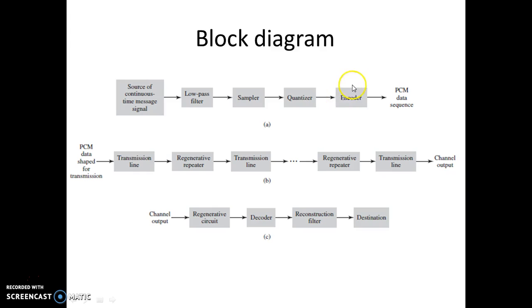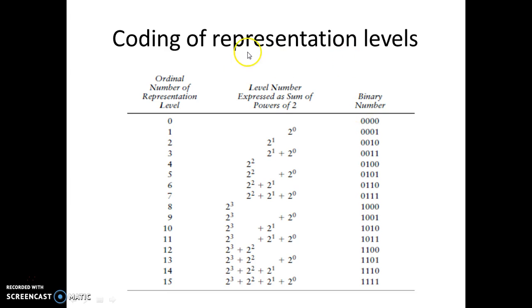Now let us see how these quantization levels are encoded in the PCM data sequence. Here the quantization levels are represented from 0 to 15. So naturally we need 4 places of binary digits, a 4-bit data for each symbol. So 0000 to 1111 is used to encode these quantization levels from 0 to 15.